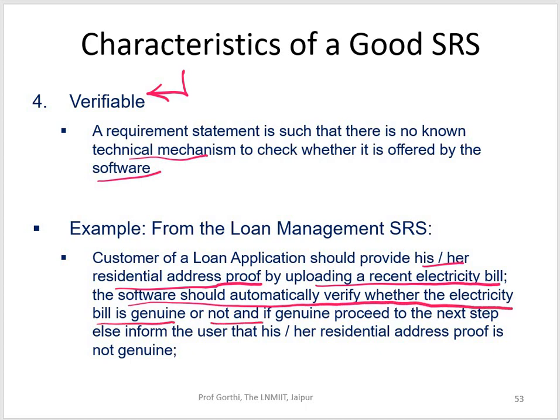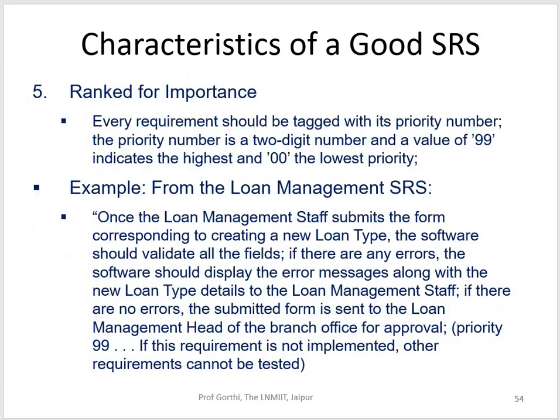Now it should be verifiable. The requirements document should be verifiable. So a requirement statement is unverifiable if there is no technical mechanism to check whether it is offered by the software. For example, from the loan management SRS, a customer of a loan application should provide his or her residential address proof by uploading a recent electricity bill.